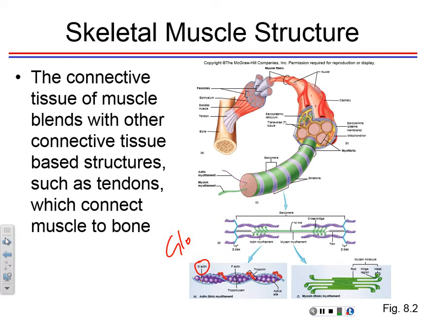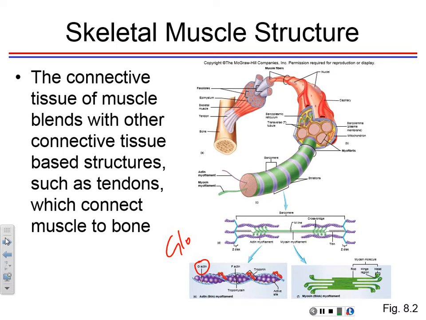So the tropomyosin covers the binding sites, and I'll show you this picture a couple of times, several times actually. And then the troponin, the red one, okay, does what? Binds the tropomyosin onto actin.